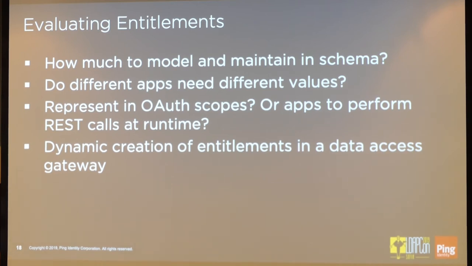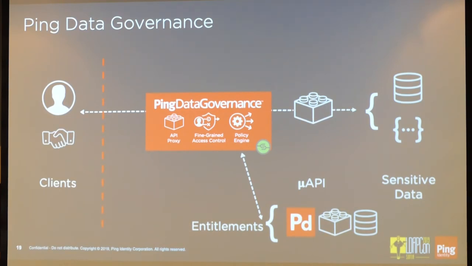So I think one of the methods we can use here, as well as allowing these things to be put into scopes in the token or to allow REST calls and so on, is to actually have a data access gateway in the middle, which can model entitlements on the fly and enable a lot of flexibility for those particular issues that we're trying to solve. And that's something that Ping has in their product set, called Ping Data Governance. This is a really lightweight product that is essentially an API proxy. It's specifically tailored to data access decisions.